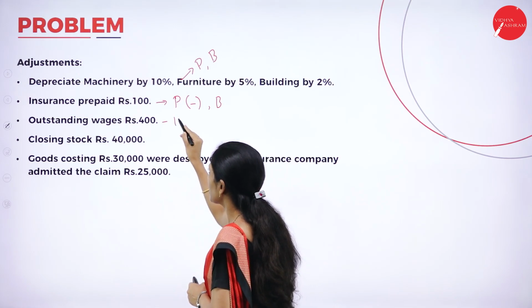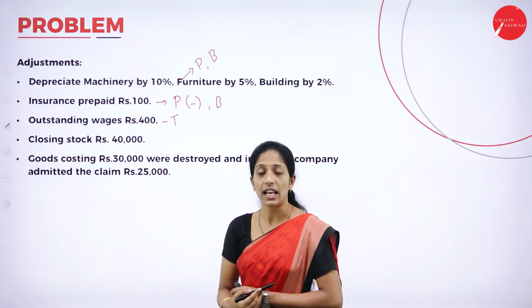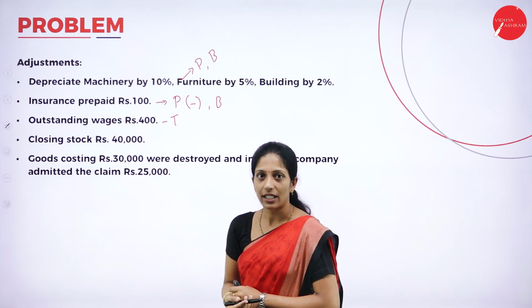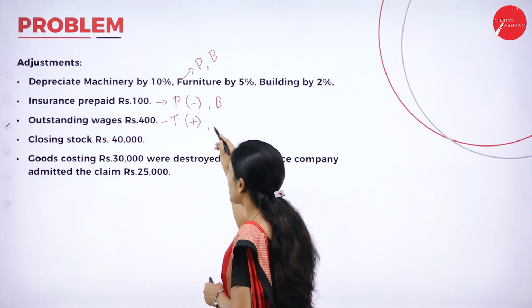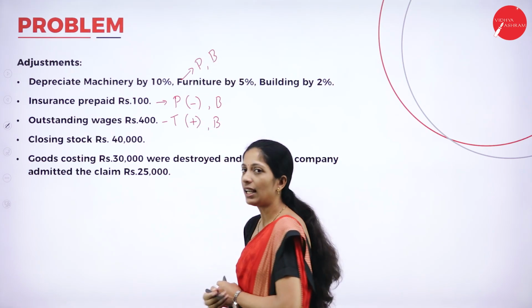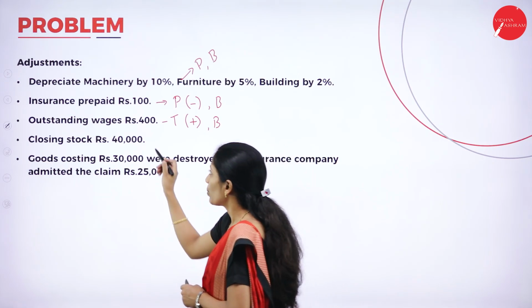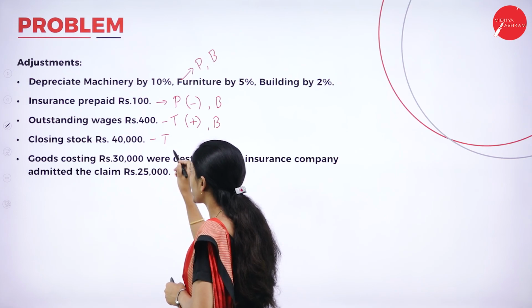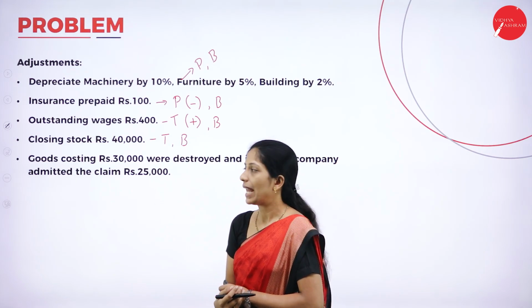At the same time, it goes in the direct account, that is, the trading account, because wages is a direct expense. So we'll record it in the trading account where you have to add outstanding wages, and once in the balance sheet, that is, on the liability side. Next, closing stock. Closing stock is taken once in the trading account, and once in the balance sheet, on the asset side.